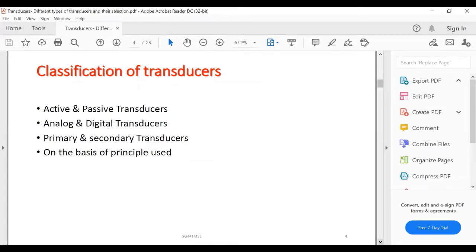Now the classification of transducers. Basically, these are the classifications: active and passive transducers are available, analog and digital transducers are available, primary and secondary transducers, and another is on the basis of the principle which can be used.